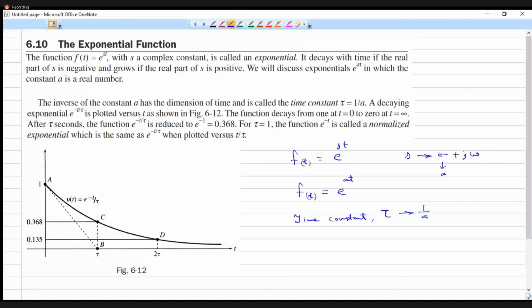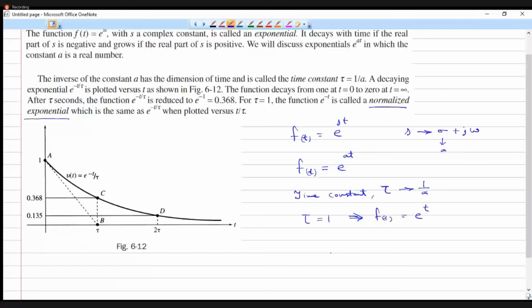Then another thing you have to remember is, when tau is equal to 1, it is called a normalized exponential function. It means that we will have f of t is equal to e power t only.